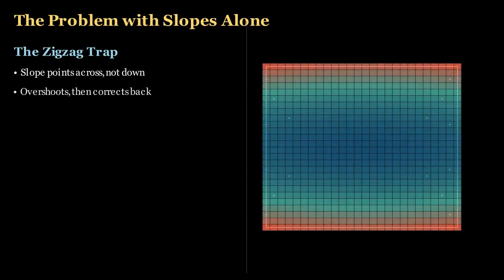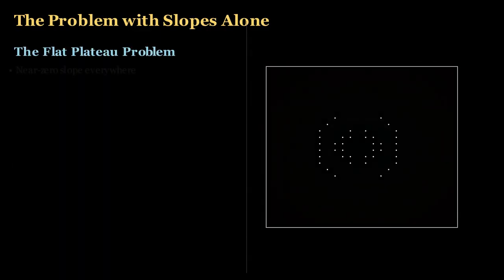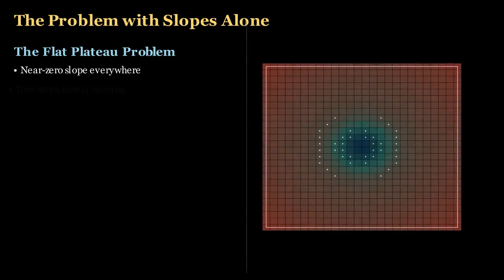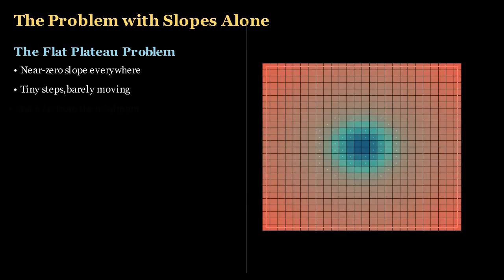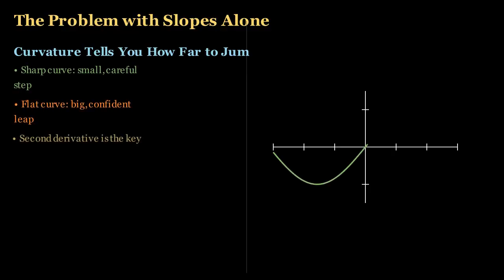But in a narrow, tilted valley, the slope points mostly across the channel, not along it. So we overshoot, correct back, and zigzag instead of gliding straight to the bottom. On a flat plateau, the slope is almost 0. The hiker takes tiny, timid steps and barely moves, even though the true minimum is just ahead. The slope alone gives no clue how far to go.